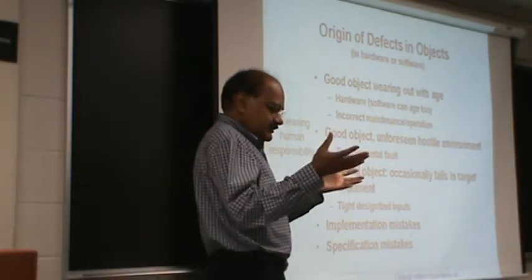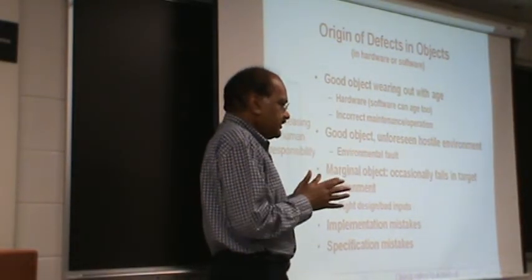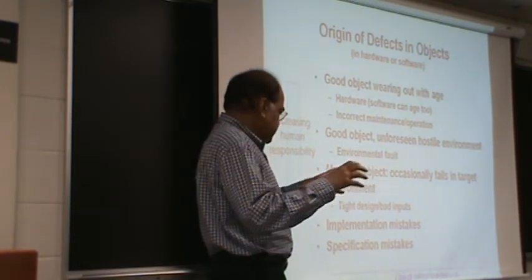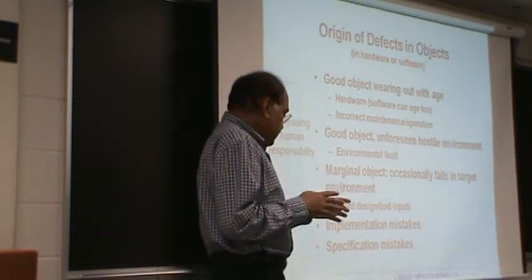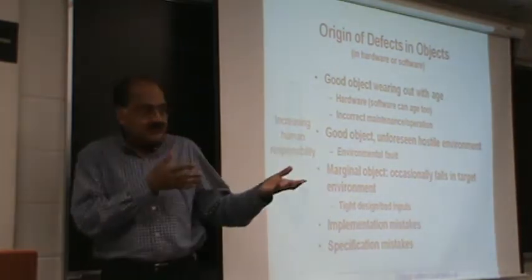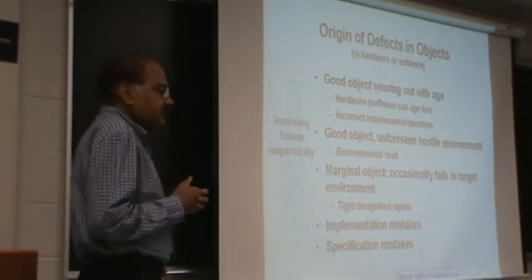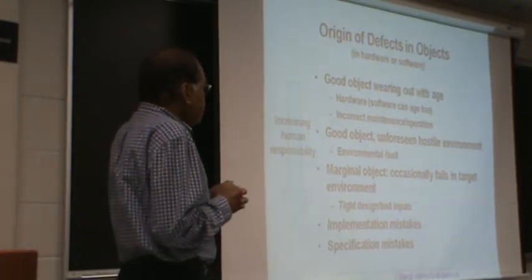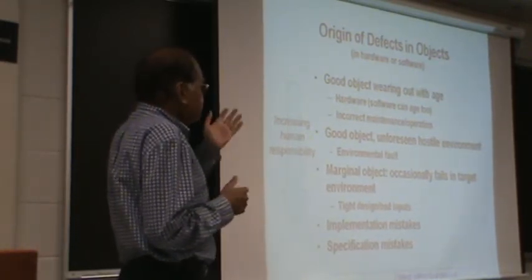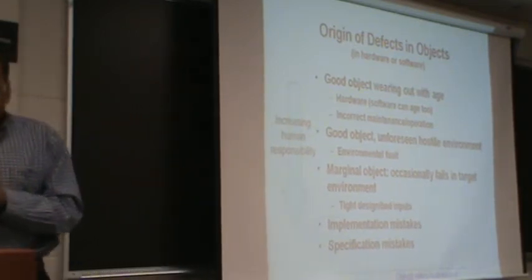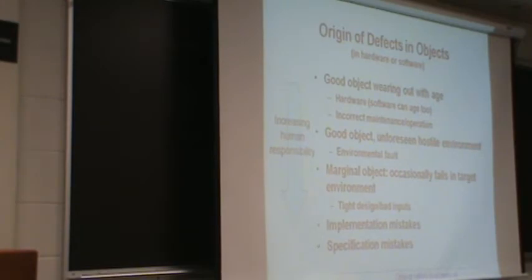Somebody else tells you to write some software, they give you the specifications, but writing the code, you make some mistakes. It is also possible that the specifications they gave you could have mistakes. In fact, that's quite common. So defects in hardware or software can arise because of many different causes.